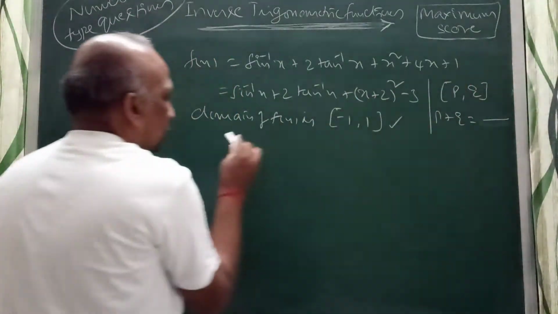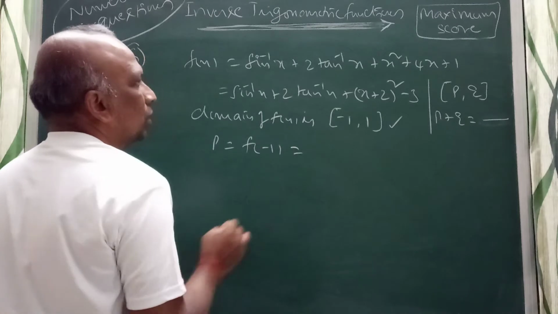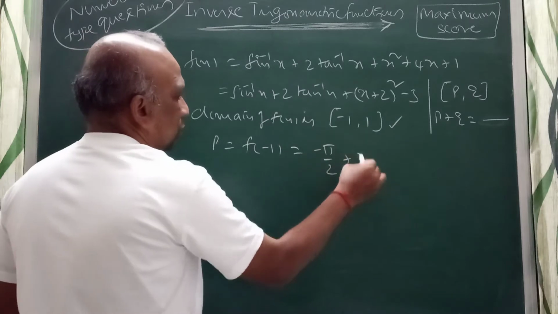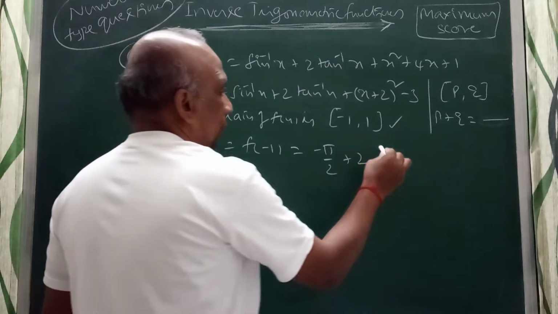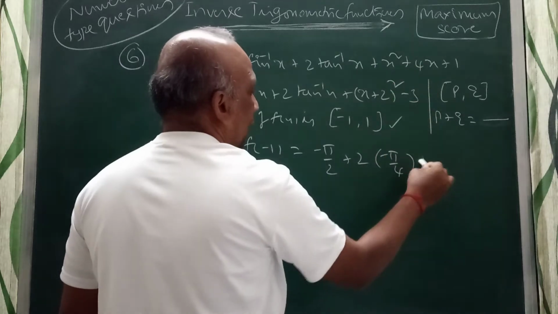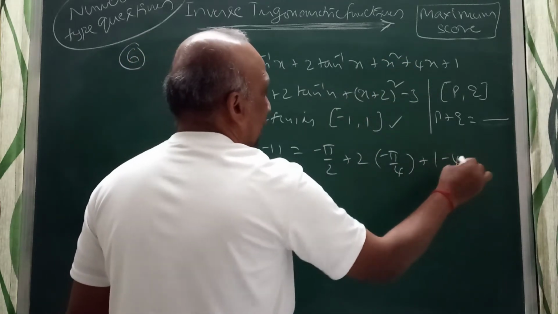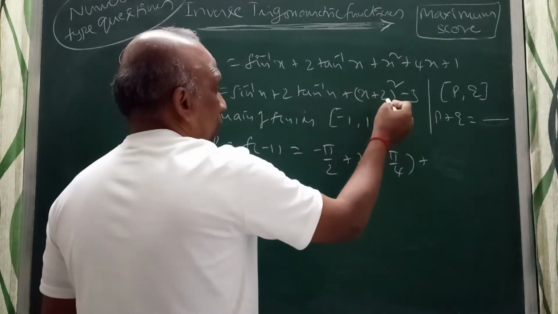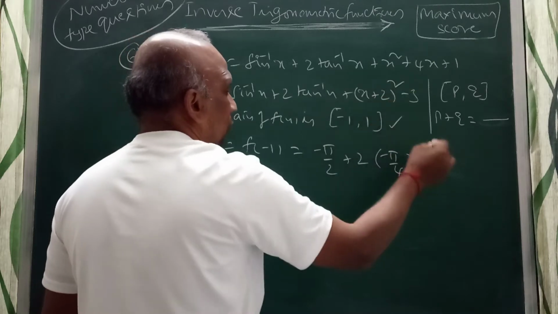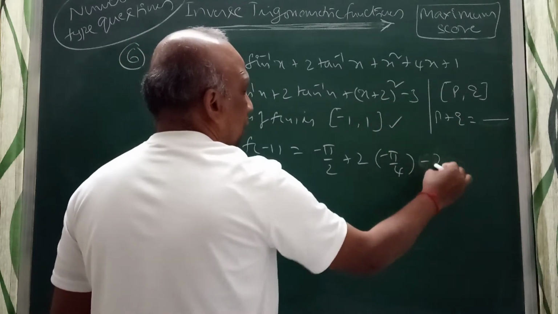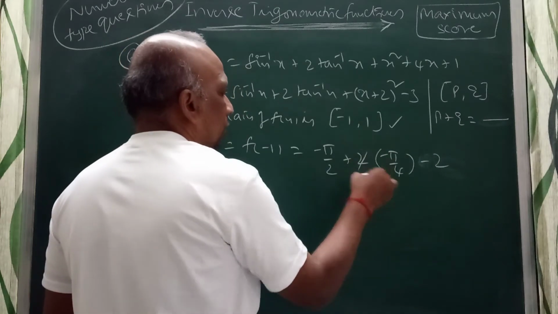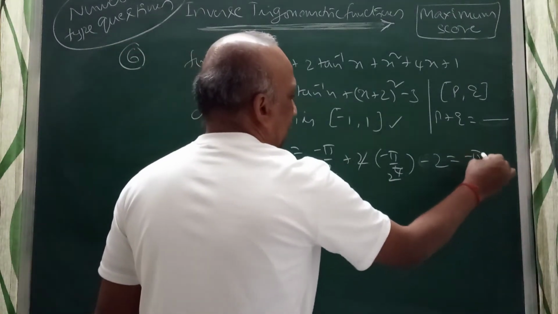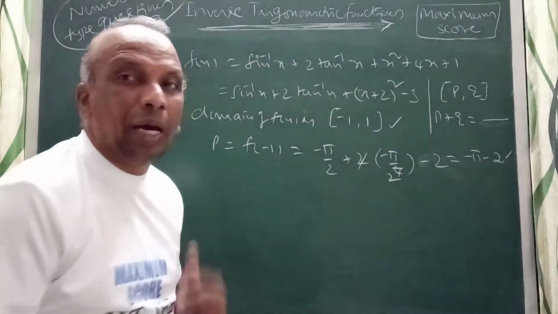That means p is equal to f of minus 1. Substitute f of minus 1: sin inverse of minus 1 is minus pi by 2, plus 2 tan inverse of minus 1, which is minus pi by 4. Correct. I can substitute here minus 1 square, 1 minus 4, and here minus 1 plus 2. Minus 1 plus 2 means you will get 1 square, 1 minus 3. 1 minus 3 is minus 2. You can check this value. In total you will get minus pi by 2, minus pi by 2, minus pi minus 2. So minus pi minus 2 is the p value.